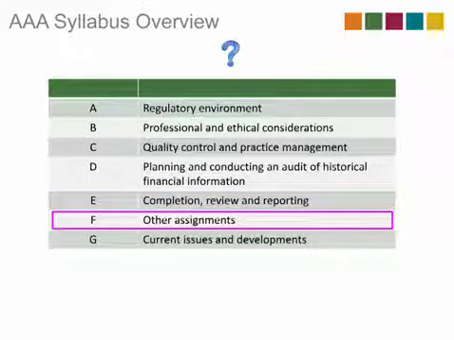Much of what you've seen so far is very similar to what you will have previously studied. However, when we move on to Syllabus Area F, other assignments are tested, which is where we start to get a little bit more breadth to the syllabus, where we focus upon different engagements related to assurance that aren't necessarily pure audit: prospective financial information, forensic investigations, and even the possibility of looking at a set of public sector or social and environmental factors.